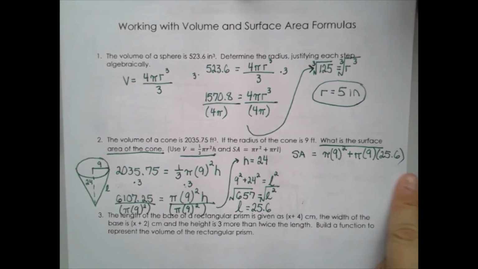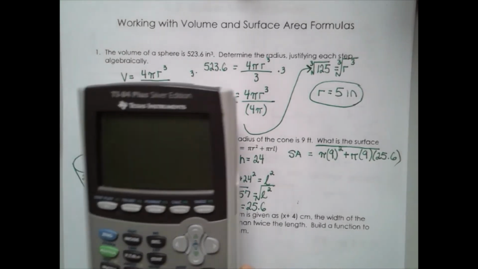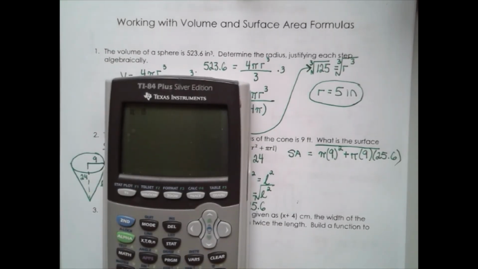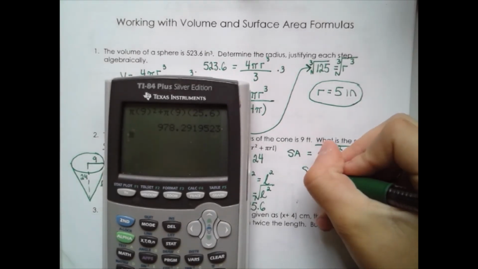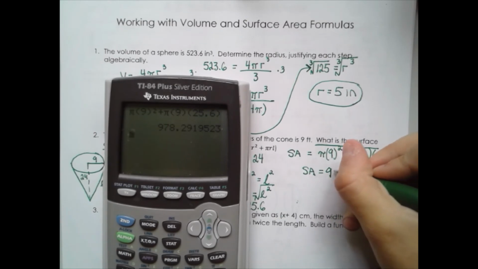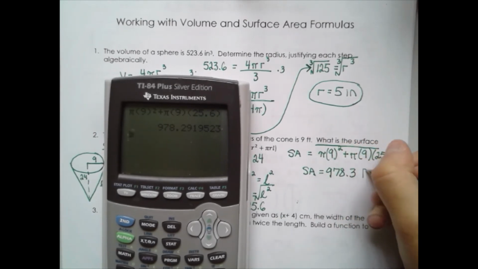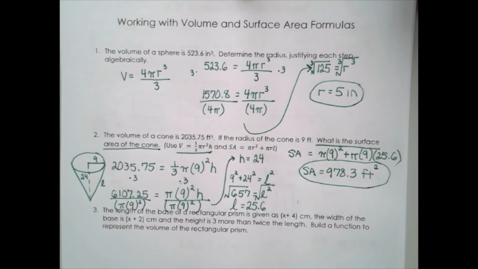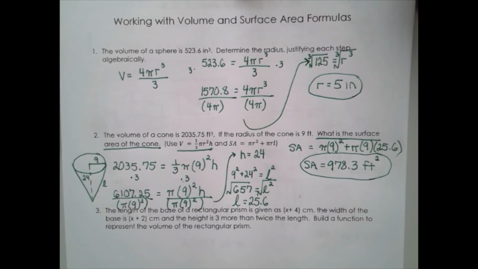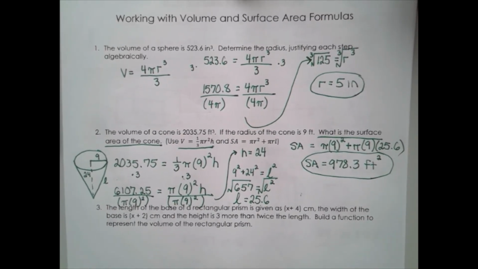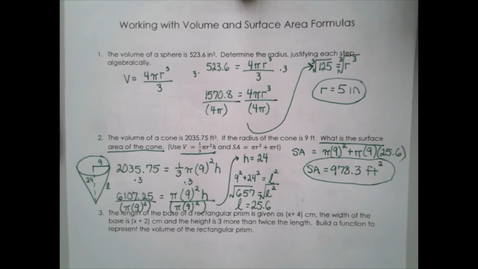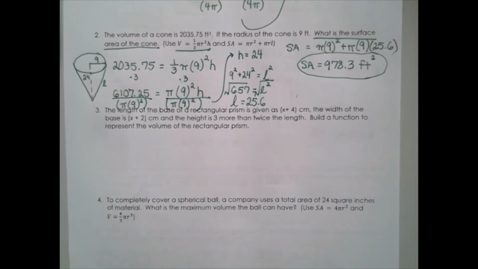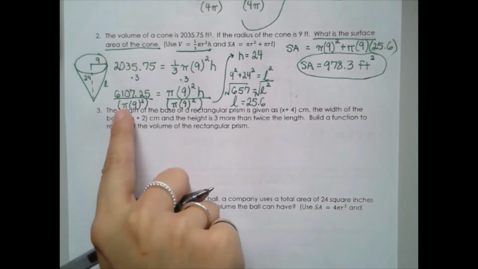Now that I have my full surface area formula, I'm just going to type into my calculator the way it appears. So pi times 9 squared plus pi times 9 times 25.6. So our surface area here would be 978.3. Our units was feet, and since we're talking about surface area, we square the units. This is probably one of the toughest problems that we do, number 2, because you have to make the connection between the height and finding the slant height.